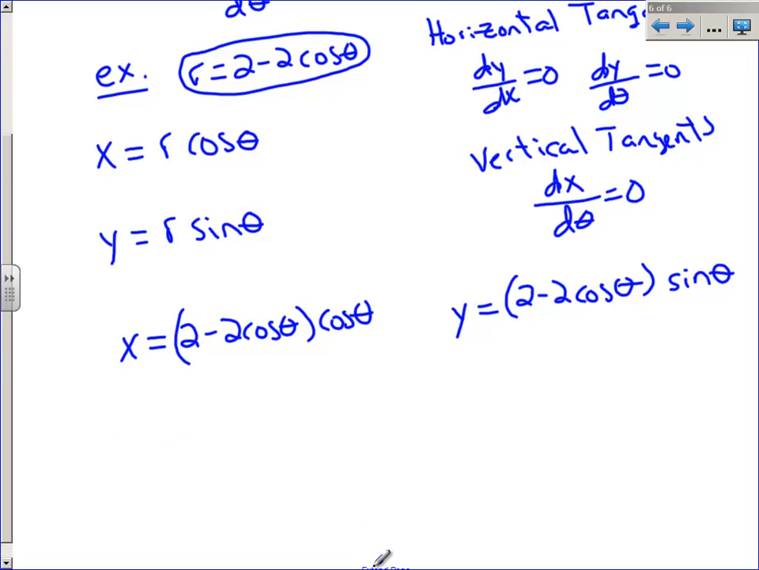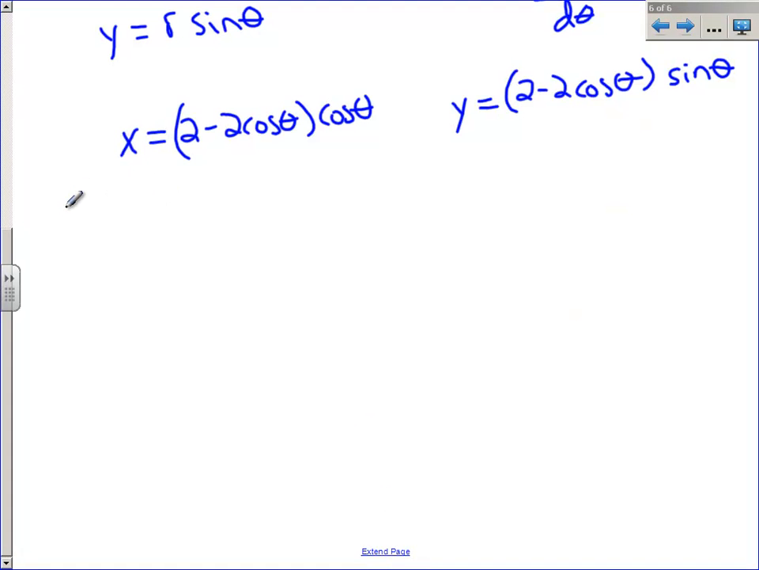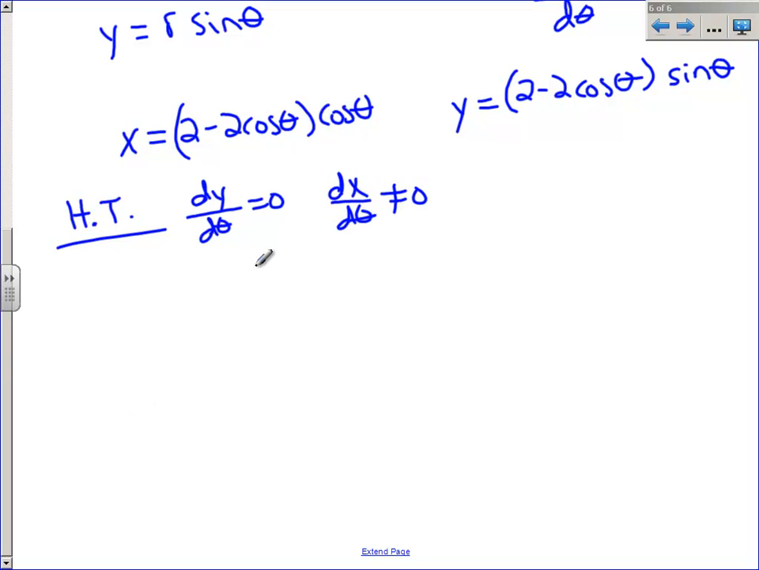So let's answer the question, how about maybe the horizontal tangents? The horizontal tangents are going to come from dy d theta equals 0. And again, I'm going to give this little caveat. We cannot let dx d theta also equal 0. So let's find dy d theta. Here's our y equals equation. It looks like I'm going to have to use the product rule.